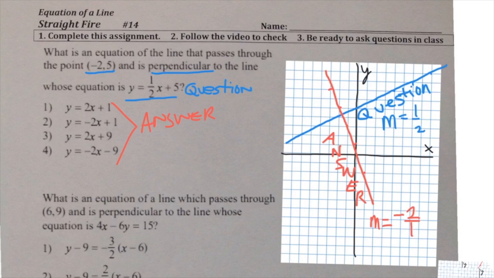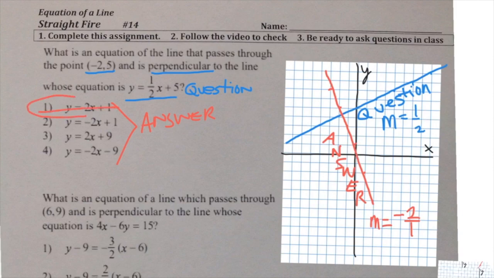From my picture, I go to the point that they have instructed me to go to, which is negative 2, positive 5, 1, 2, 3, 4, 5, which is right there at that fingertip. And then I went down 2 over 1, down 2 over 1, down 2 over 1. But the most important point to get to is the y-intercept. I already know the slope is negative 2, and by repeating that pattern for the slope, I find that the y-intercept has to be 1. So it must be choice 1 is the answer.